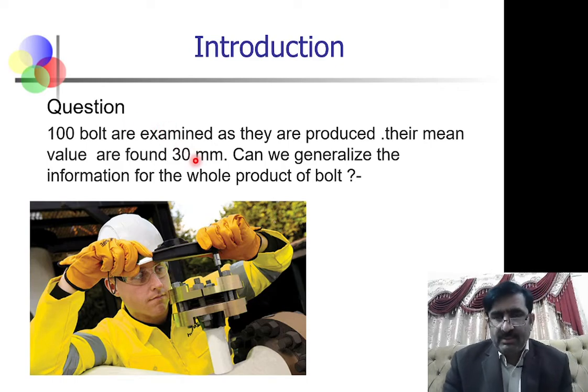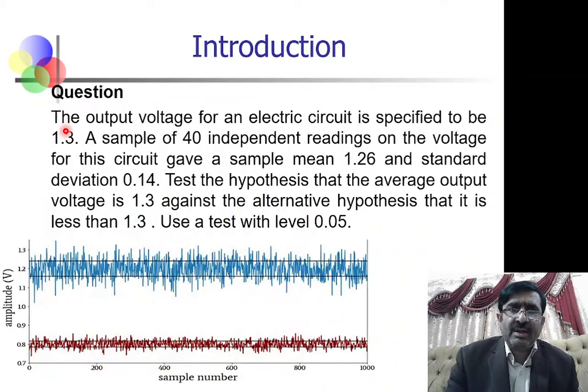and we have to compare it accordingly. Another question: the voltage of a circuit is coming with fluctuation. You can see this from the graph. Now we take 40 readings. Due to fluctuation, we see its mean is 1.26, and the standard deviation, which shows us the spread, is 0.14. Now we get the hypothesis that the average output is 1.3. Can we conclude? Is it 1.3?